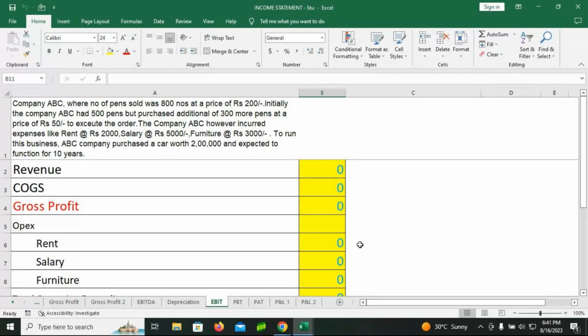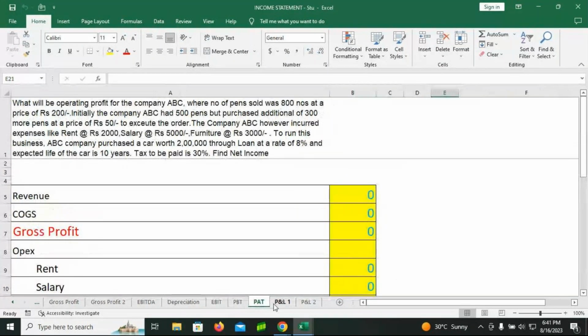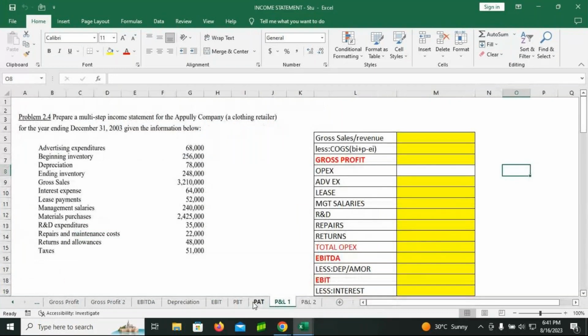So PBT, profit after tax, PNL 1, 2. Any of the things you have doubt about, we will do PNL 1 and 2 now. Before this, if you have doubt about any previous concept, do you want me to explain it? If you have understood how to do the calculation, we'll continue further.